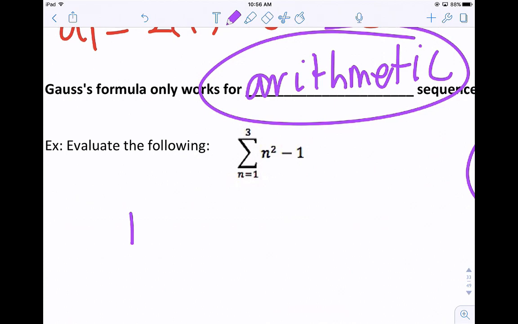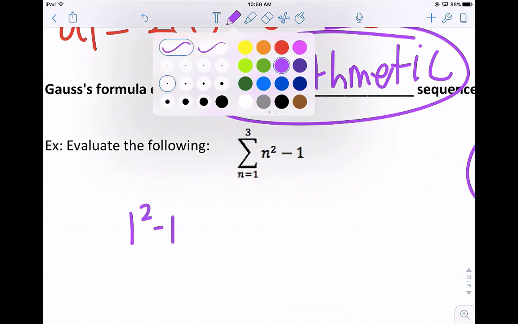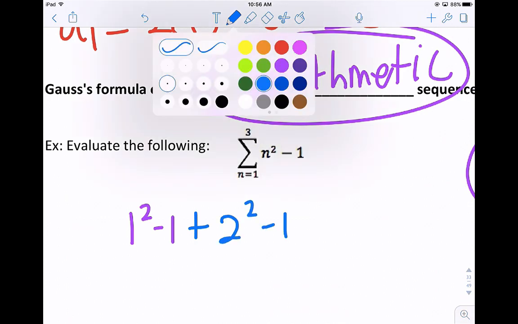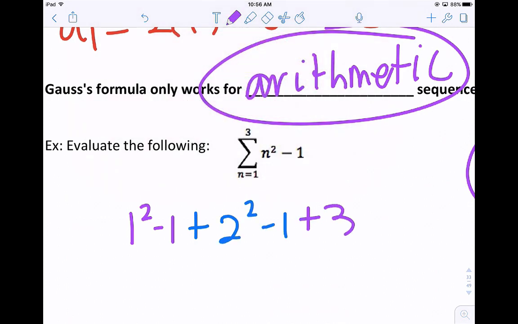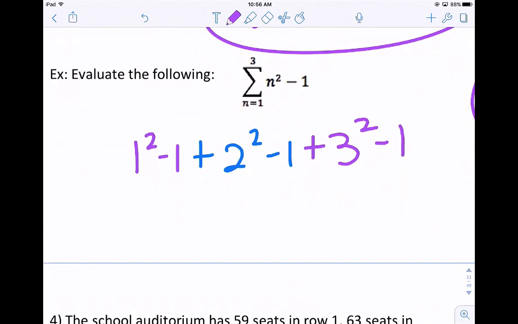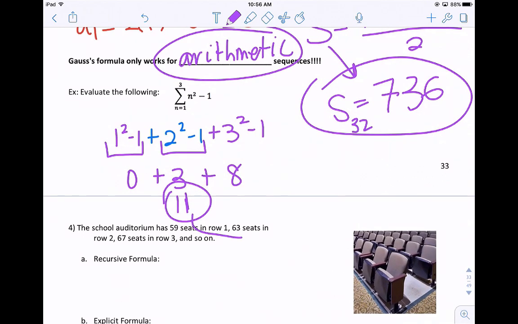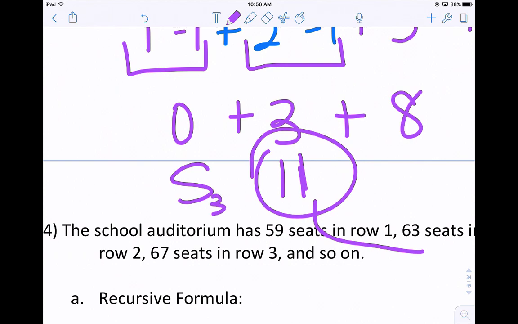So here, it'd be 1 squared minus 1, it's only 3 terms, plus 2 squared minus 1, plus 3 squared minus 1. So you just list out the terms. All right, 1 minus 1 is 0. 4 minus 1 is 3. 9 minus 1 is 8, and so this would be 11 for your sum right here. So the sum of the first 3 terms would be 11.